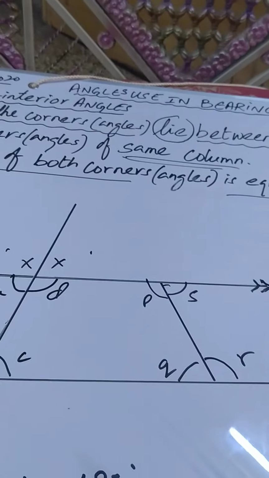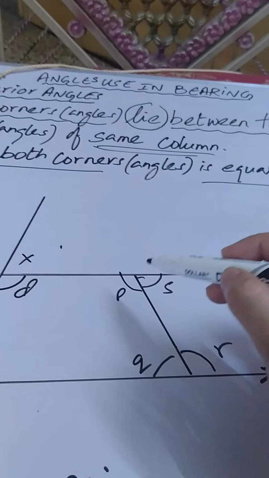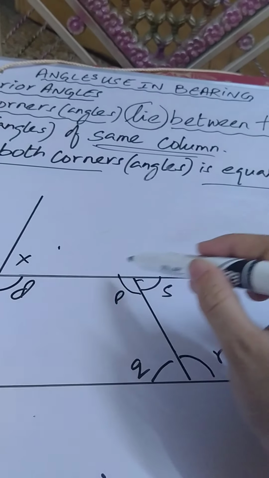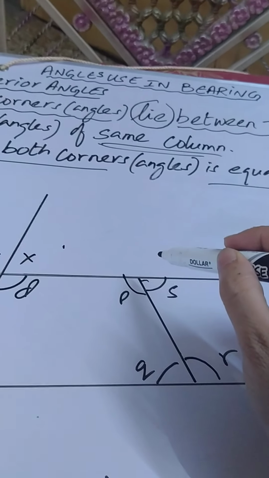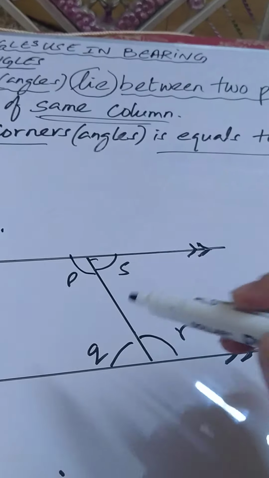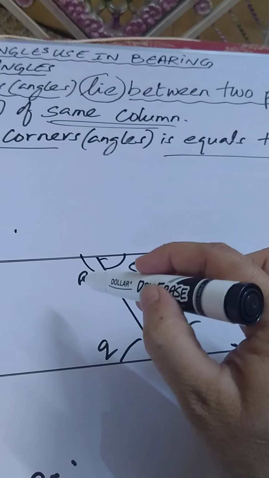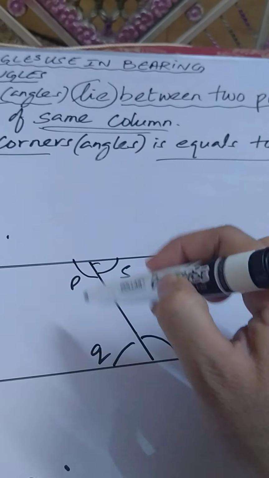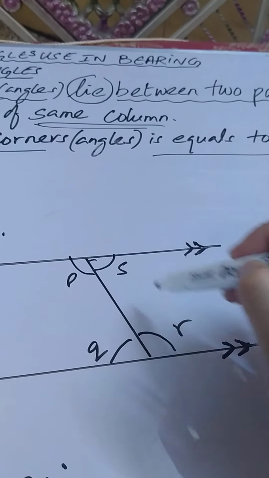So what are co-interior angles? Corners between the two parallel lines. Look here, P, Q, R, S. All 4 corners lie between the two parallel lines. Then corners of same column. So this transversal makes first column and second column. So P and Q are in the same column, R and S are in the same column.